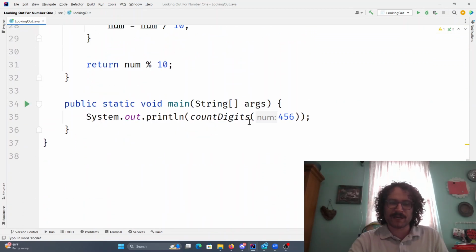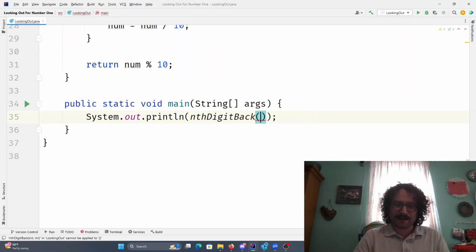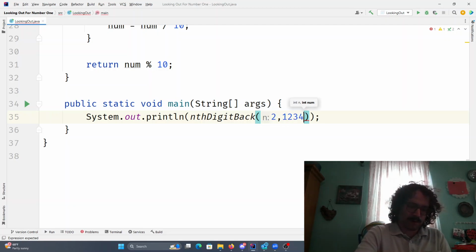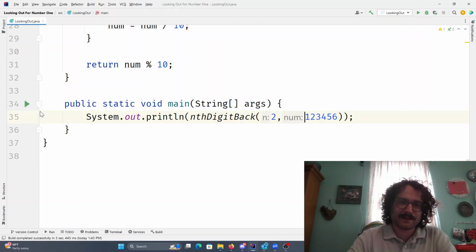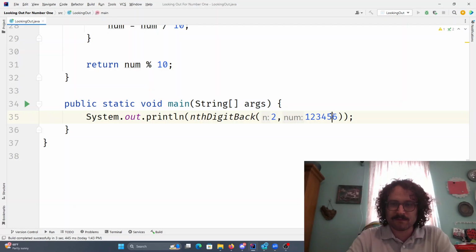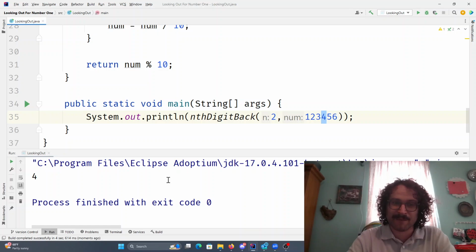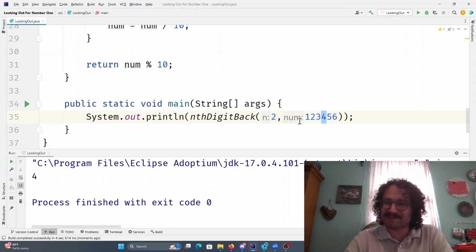So let's go ahead and say, instead of count digits, we are going to do nth digit back. I want to get 2, 1, 2, 3, 4, 5, 6. In this case, we are looking to get 4 back. 0, 1, and this is at 10 to the second power, or 2, and there we go.